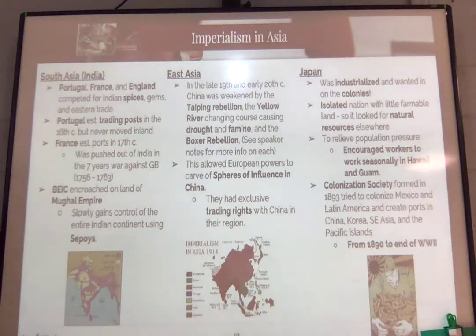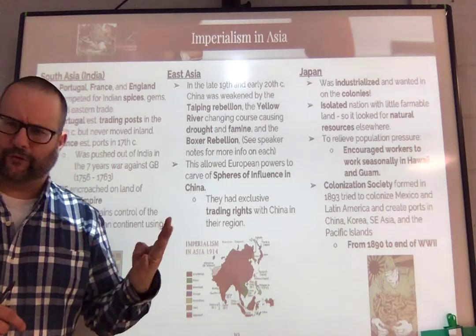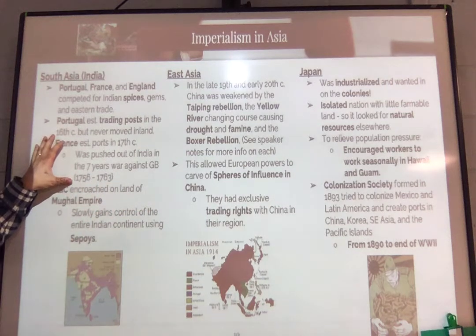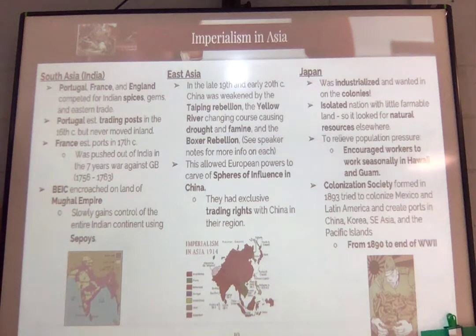So moving into South Asia, and here I mean India, Portugal, France, and England. We already know they're competing for Indian spices, gems, and Eastern trade. Portugal established trading posts in the 16th century, and we already know this. We discussed this in Unit 3 or 4, I believe. But they never moved inland. France got involved in this in the 17th century, and they were pushed out of India in the Seven Years' War against Great Britain, also known as the French and Indian War.